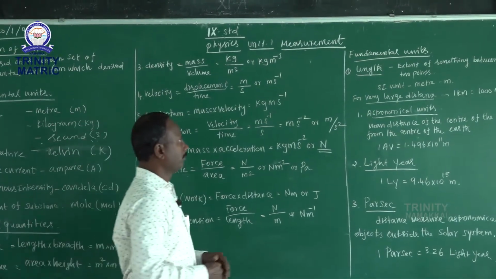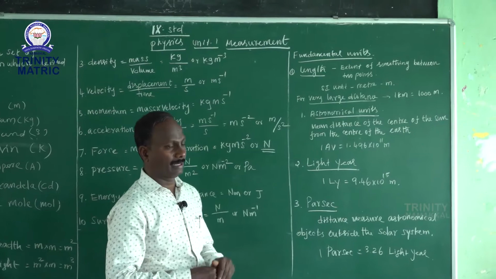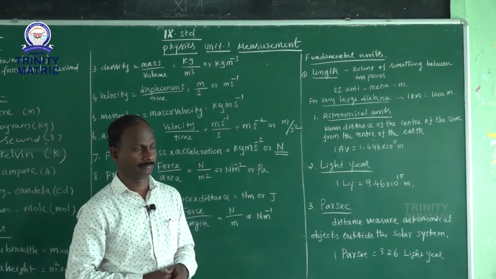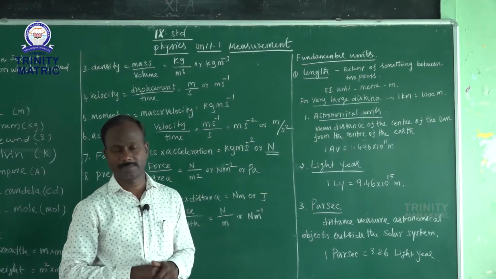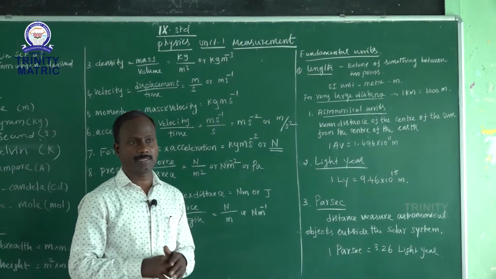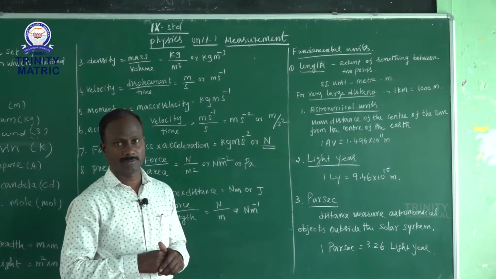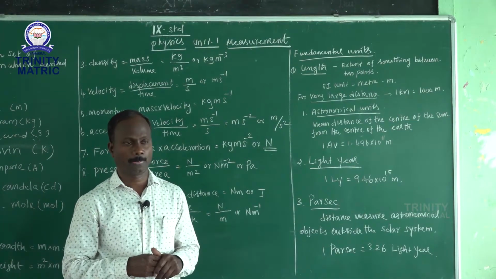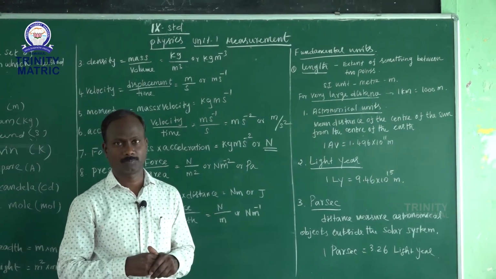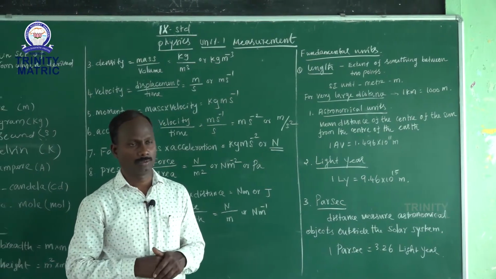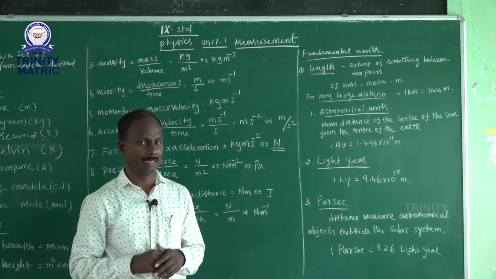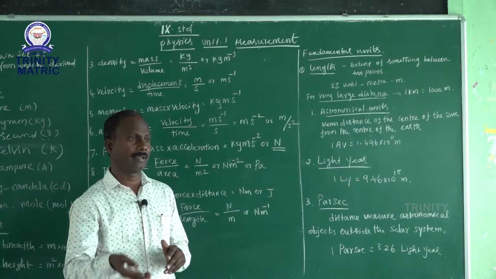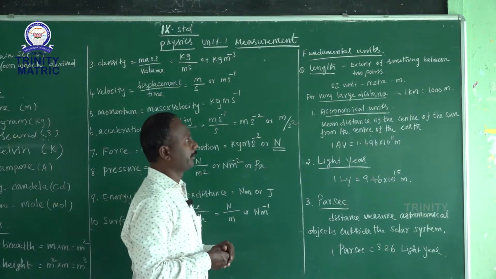Now, fundamental units. What are the basic fundamental quantities? Length, mass, time. For the fundamental units: for length, meter; mass, kilogram; time, second; temperature, Kelvin; amount of substance, mole; luminous intensity, candela. All are fundamental quantities, and their units are fundamental units.